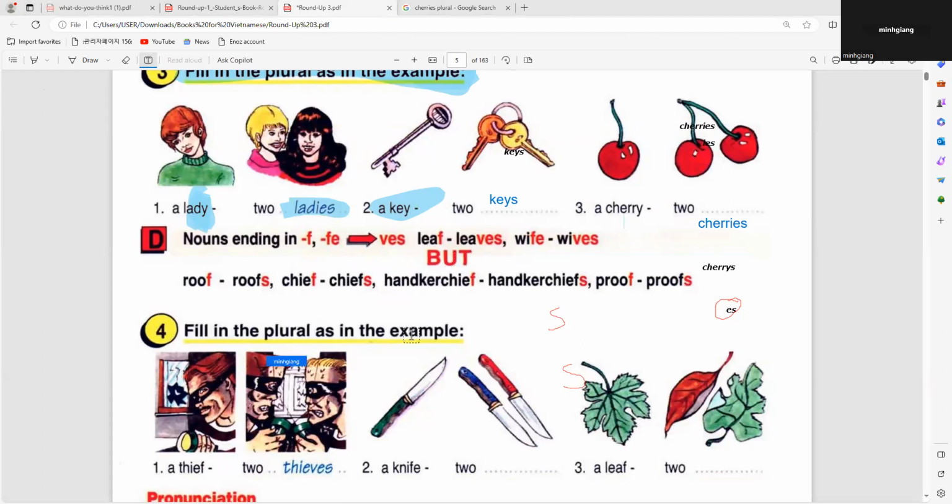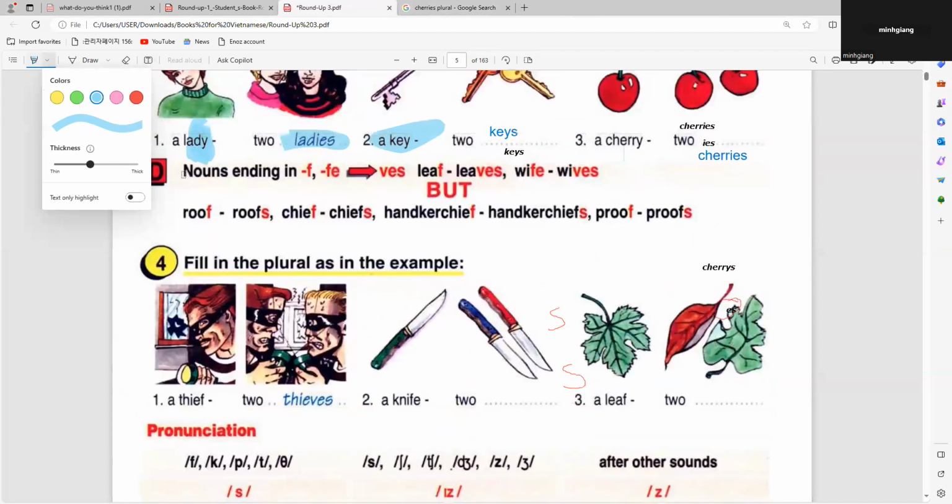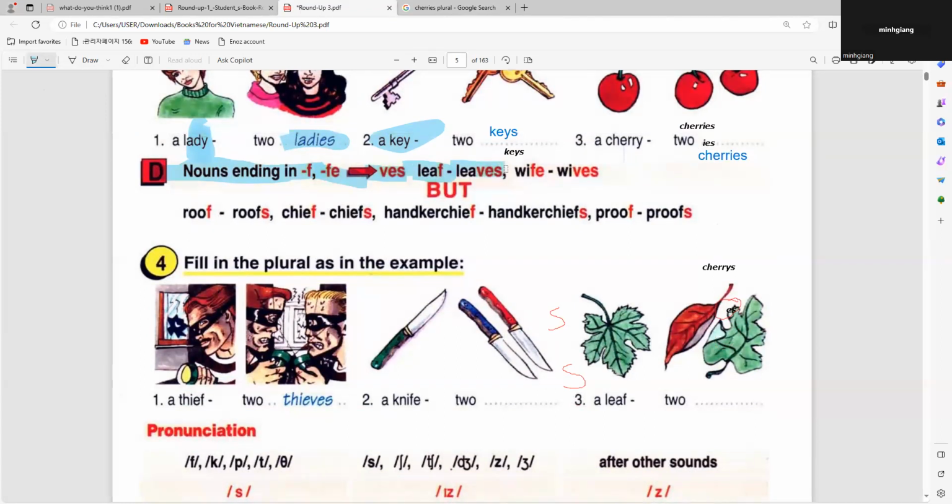Yes. Okay. So let's have now letter D. I want you to read letter D. The nouns ending in F or F-E. V-E-S. Okay. This one is only one leaf. If many, what is your answer? Leaves. Not lives. How to read this one?